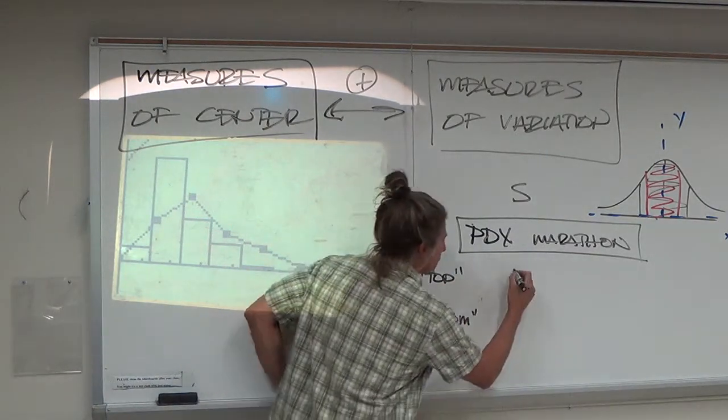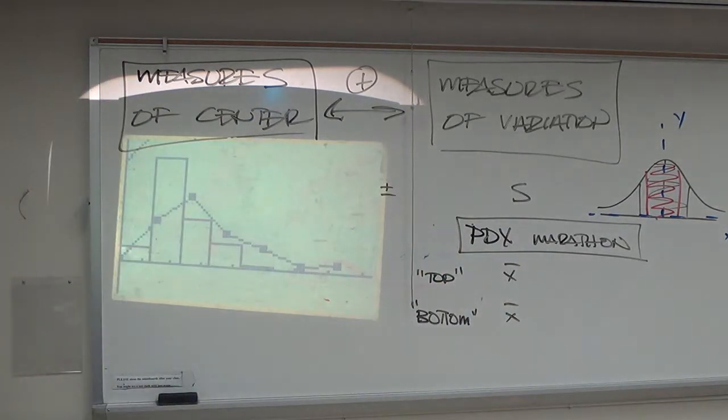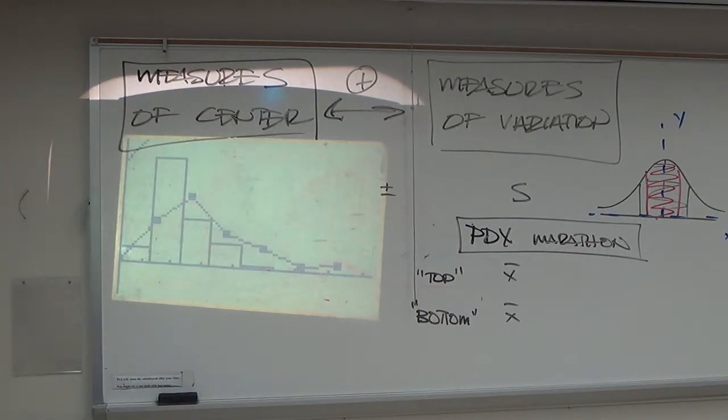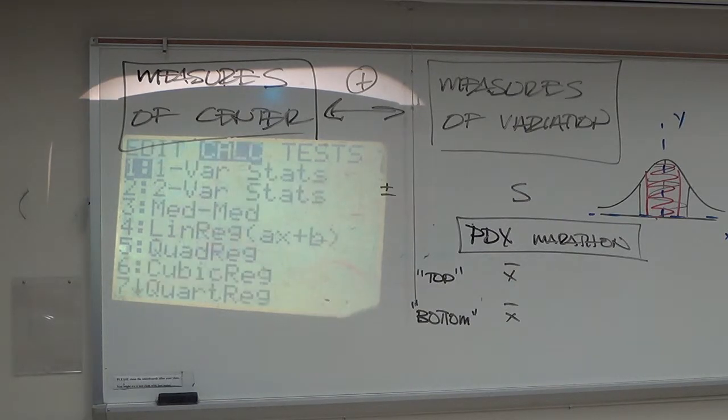So what I want to do is an X bar for both of those. Let's get the X bar for the top. So what you're going to do, go to your stat menu. Remember how you got X bar before? You went to one bar stats?